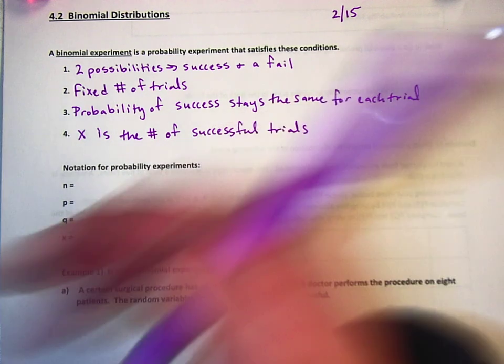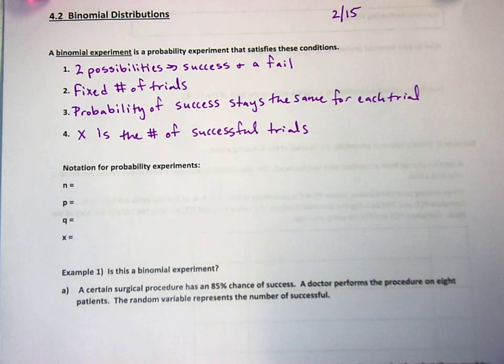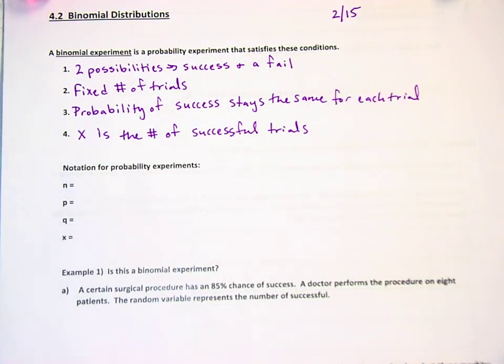So basically, it needs to be a yes-no kind of scenario. You need to know how many times you're going to do this experiment. Probability of success always stays the same. And you're questioning, like, what are the chances of me getting 3 successes out of 5? That kind of thing.